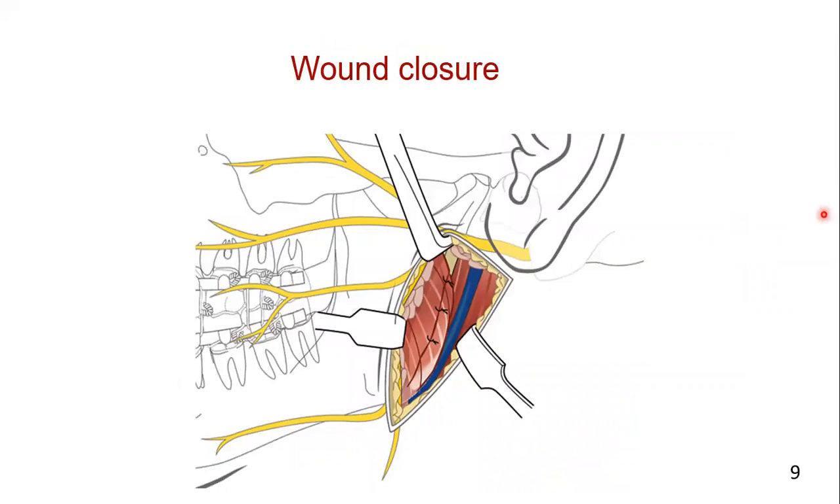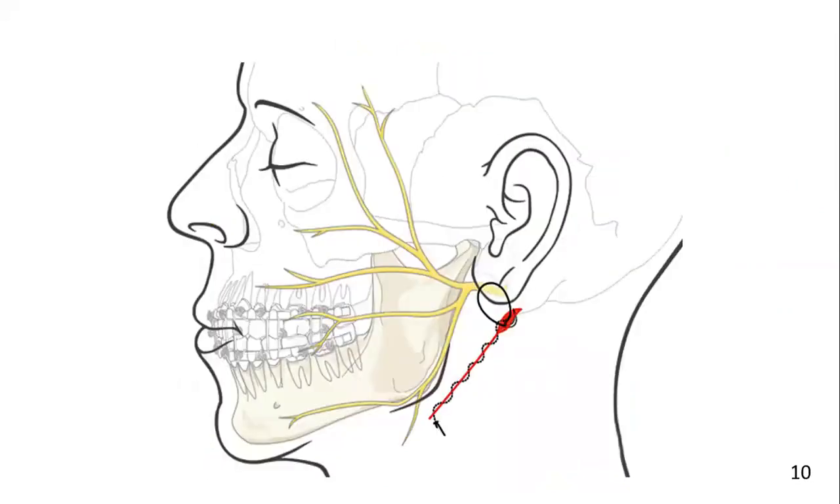The wound is approximated in layers for anatomic realignment and avoidance of dead space. Two or three sutures are placed through the pterygomasseteric sling as shown. The skin and subcutaneous tissues are then closed based on surgical preference.